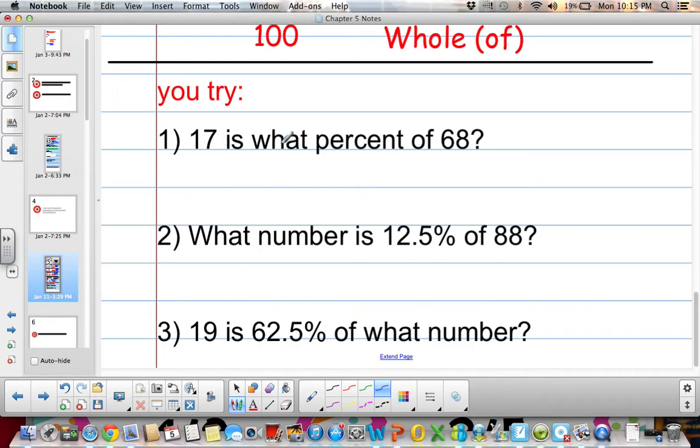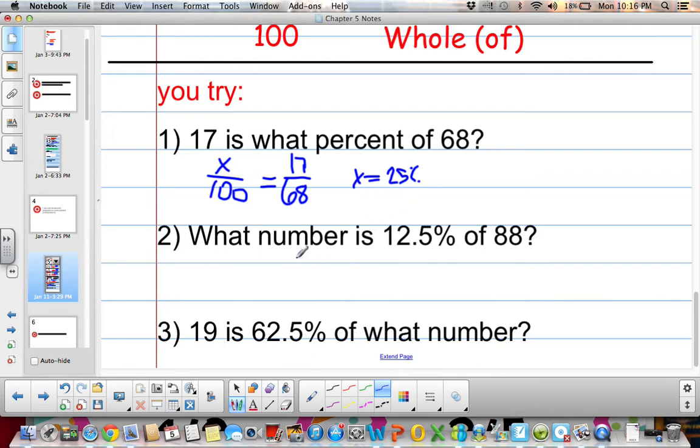So if we have 17 is what percent of 68? We don't know what the percent is, so I'm going to set it up as x over 100 equals, our part then is 17 because we're trying to figure out the percentage of 68, and our whole is 68. So then we can cross multiply. 100 times 17 is 1700 divided by 68 equals 25%.